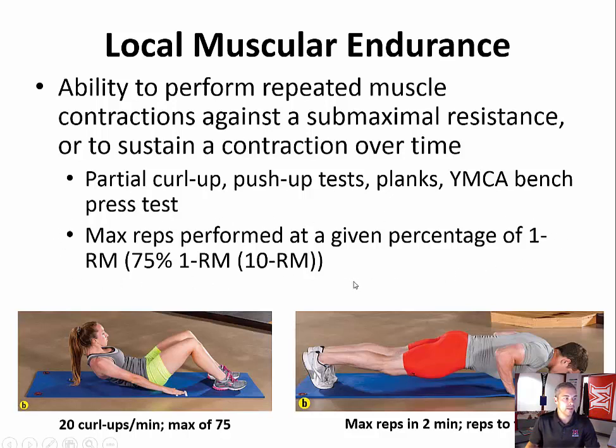Also, we can have an athlete perform max reps at a given percentage of their 1 repetition maximum. For example, we could have them perform the bench press exercise at 75% of their 1 RM, which in most individuals is going to correspond to their 10 repetition maximum. We're going to have them perform a max number of reps until fatigue at a submaximal load in order to determine their local muscular endurance.